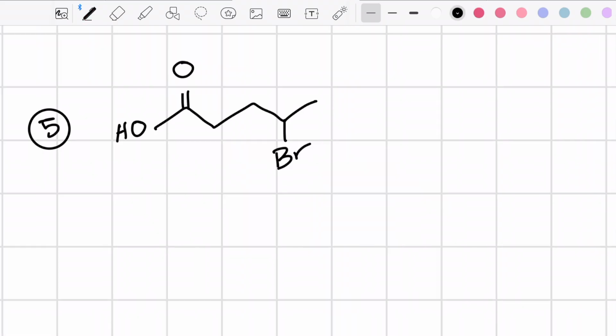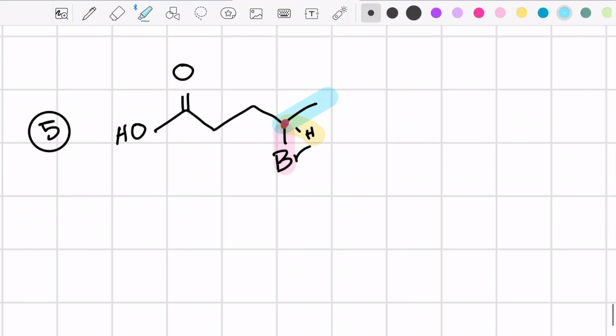Let's start in this corner over here, on this carbon. Again, you've got our invisible hydrogen here. So we have one group here, we have our bromine. We have another group here, which is our hydrogen. Then over here, this is a CH3. So that is our 3rd group. And then all of this technically could count as our 4th group. So this is a chiral center.